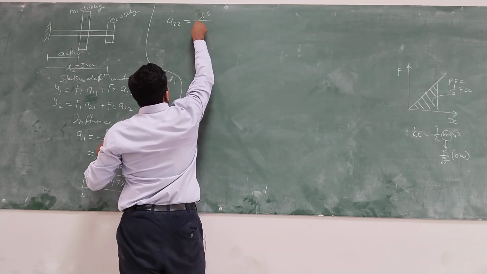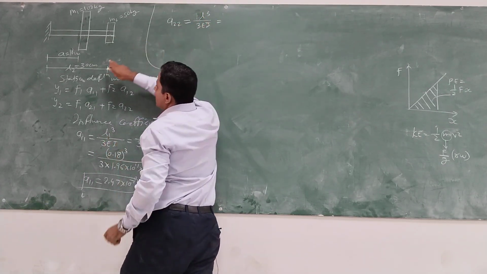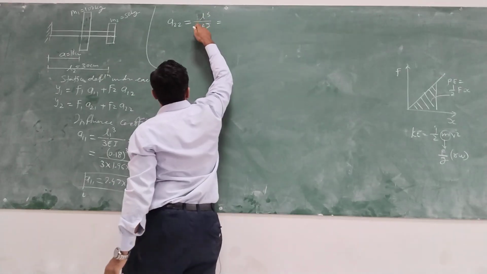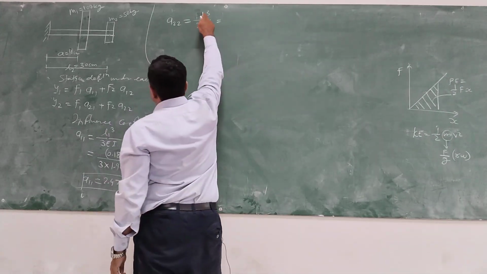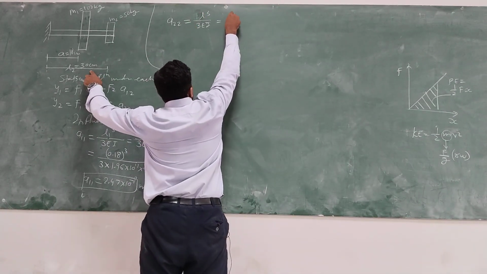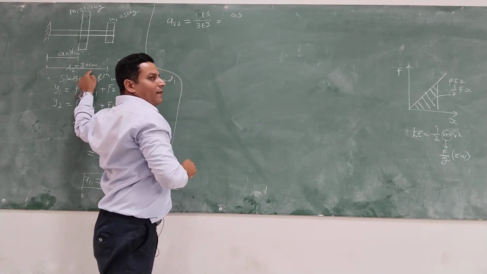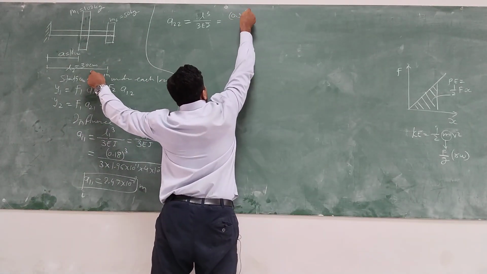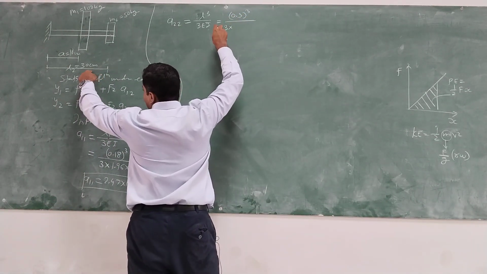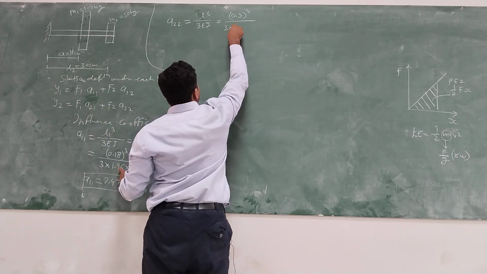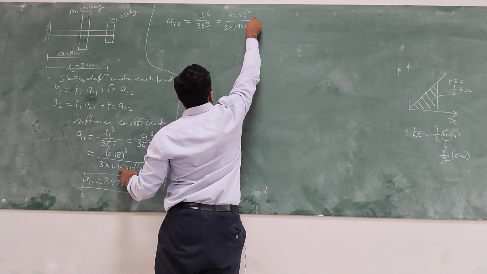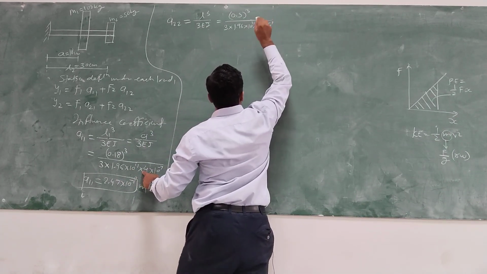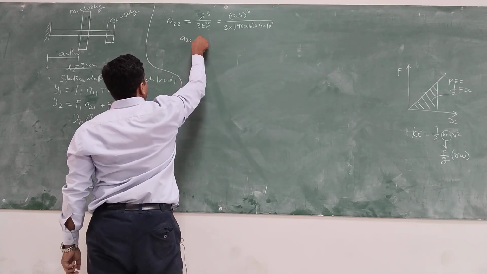So by ignoring the mass 1, the formula will be L cube divided by 3EI. L cube here they have represented as L2. So L2 cube divided by 3EI. So L2 is 30 centimeter means 300 mm means 0.3 meter. So L cube divided by 3 into E 1.96 into 10 raised to 11 into I 4 into 10 raised to minus 7. If you solve, you will get A22.